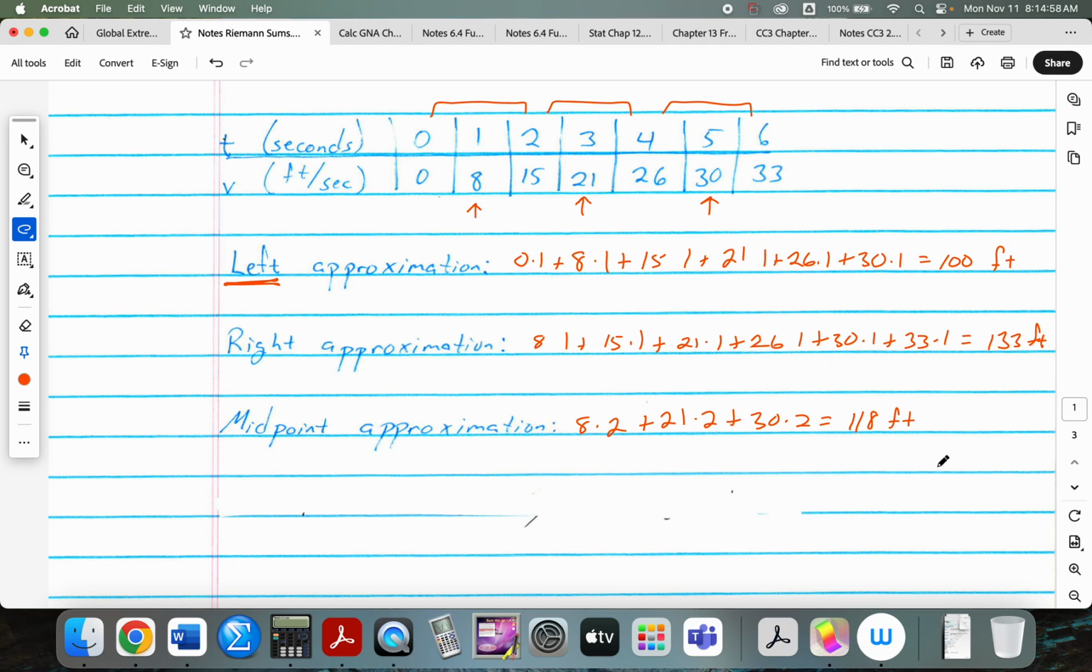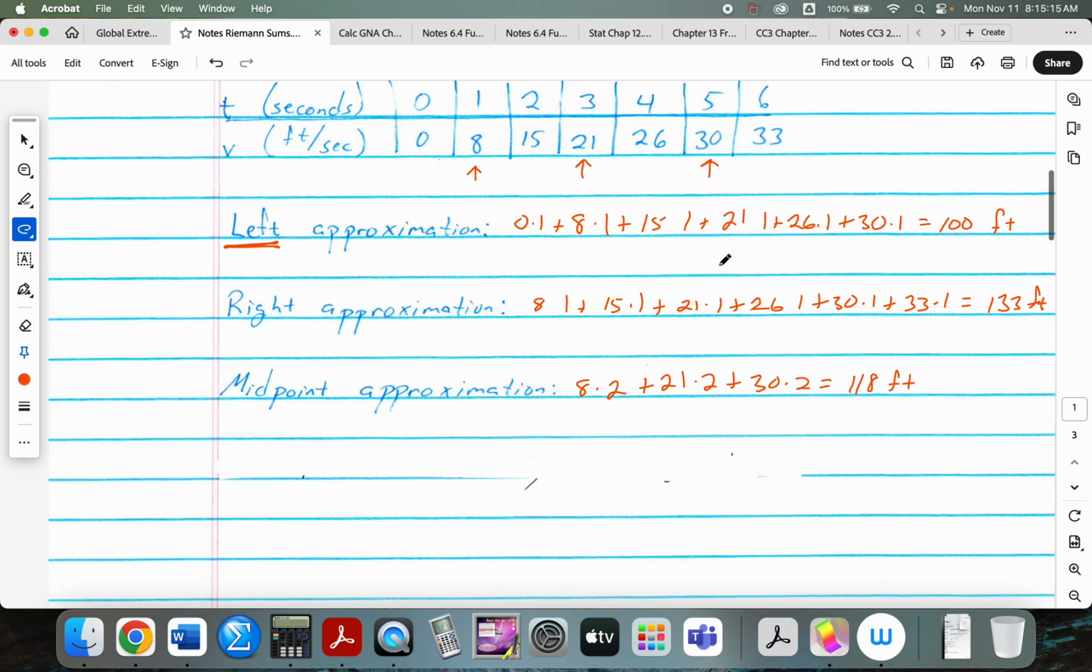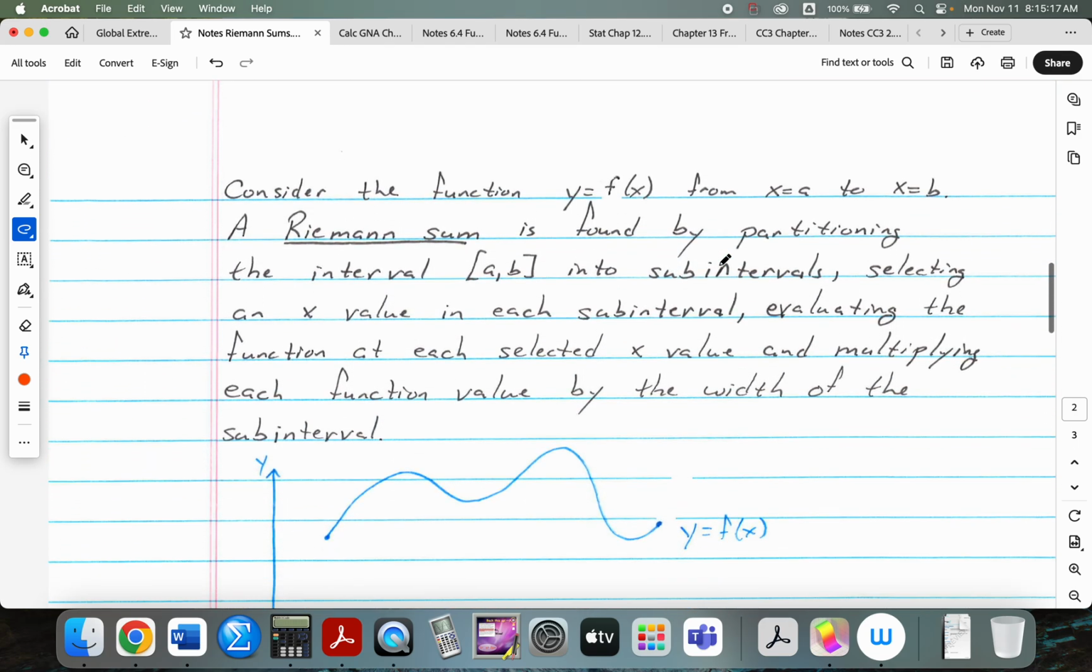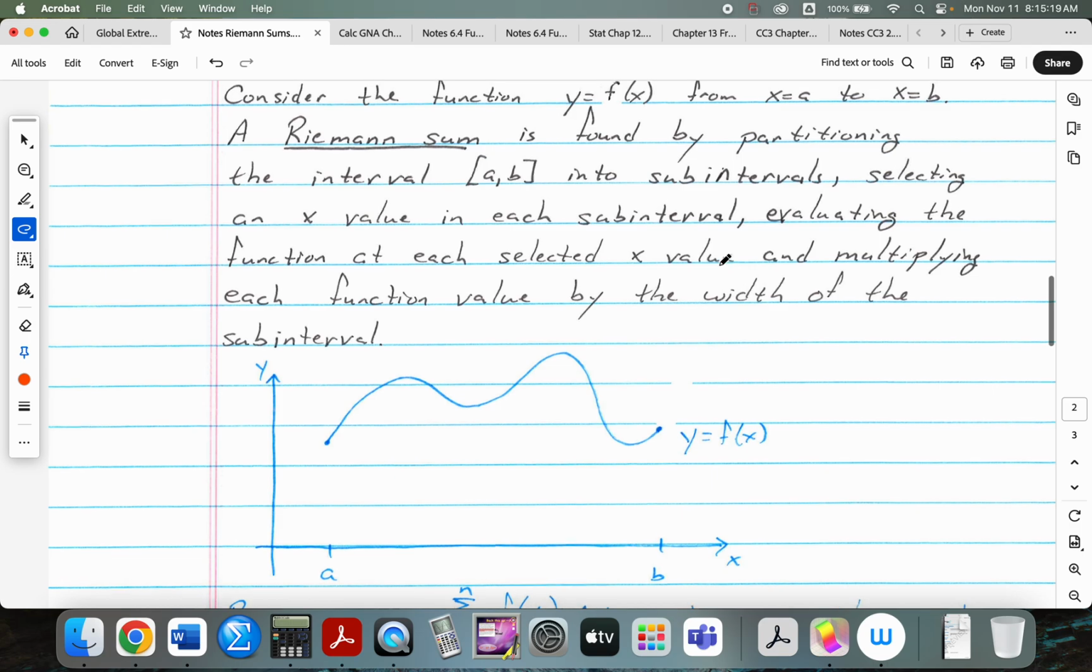That frequently happens, that a midpoint is between the two. Now, under what conditions will that happen? Well, if the velocity is always increasing or always decreasing, the midpoint approximation tends to come out in between those two, in between the left and the right approximation.